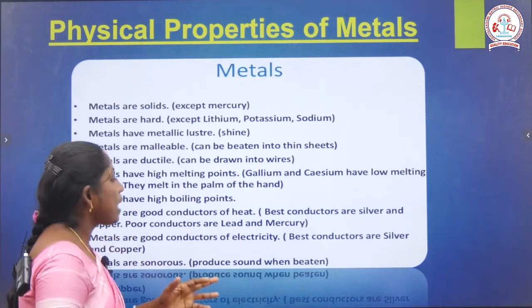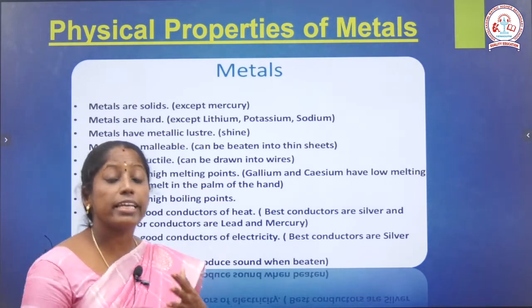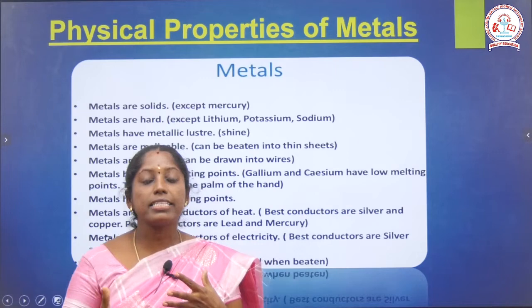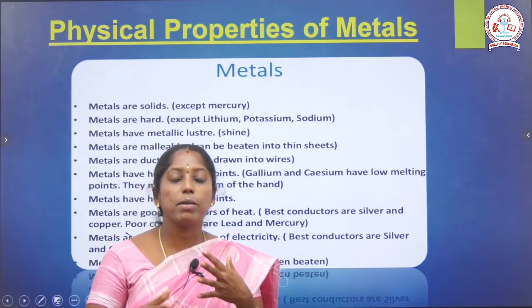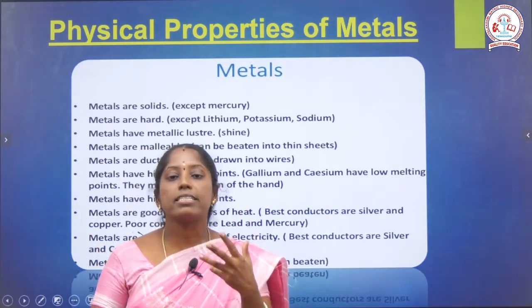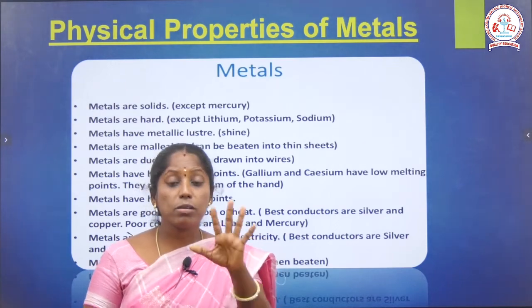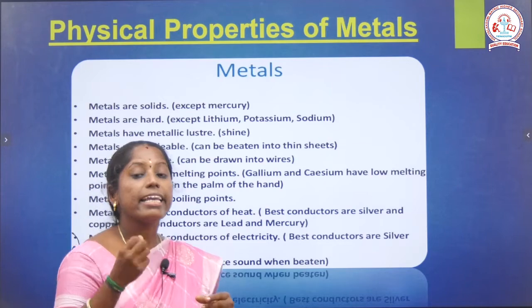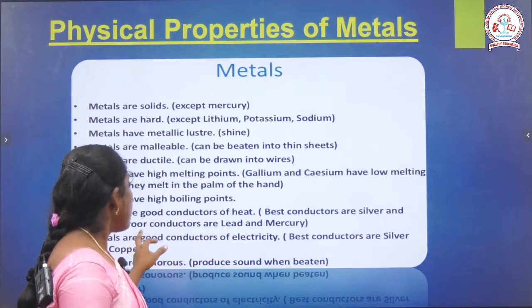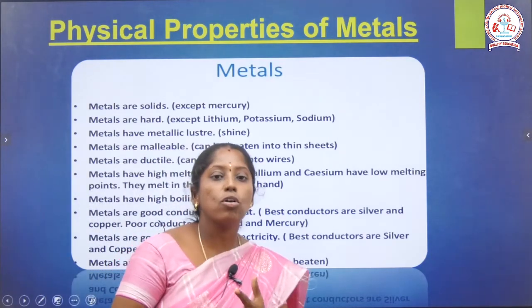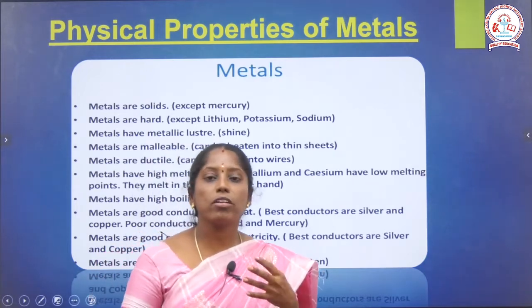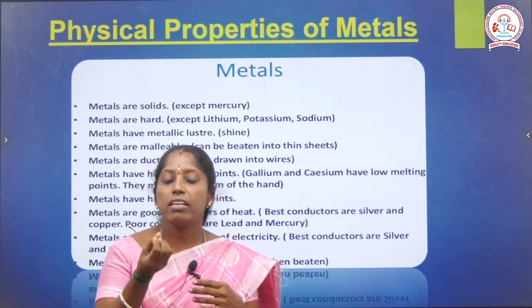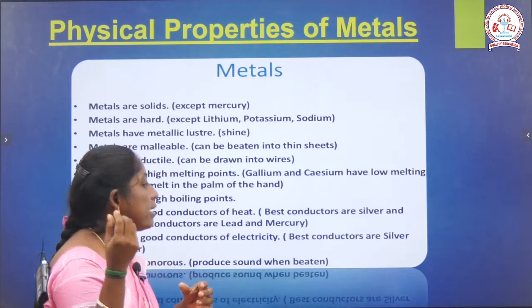Then metals are good conductors of heat. We use metal utensils. All utensils are made of metals only, and we don't use plastic or rubber instead. We use metal because it conducts heat. The poor conductors are lead and mercury; they conduct less heat only.